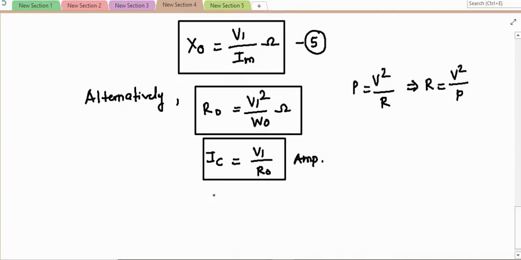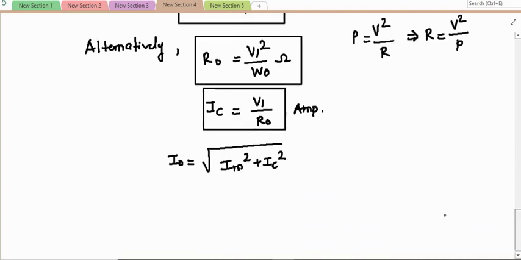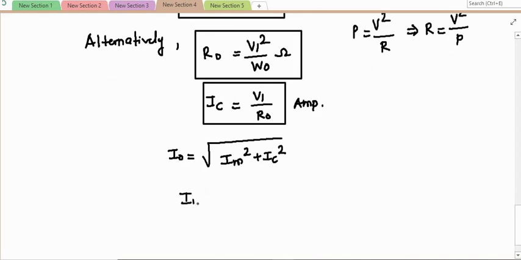Then after finding out IC, we can find what is your I0? I0 is nothing but under root of Im square plus IC square. So after getting IC, you can find out Im because you have I0 reading. Im equals to under root of I0 square minus IC square.